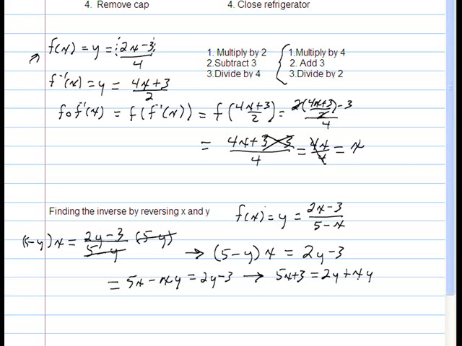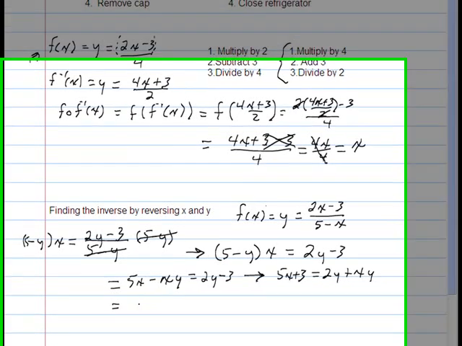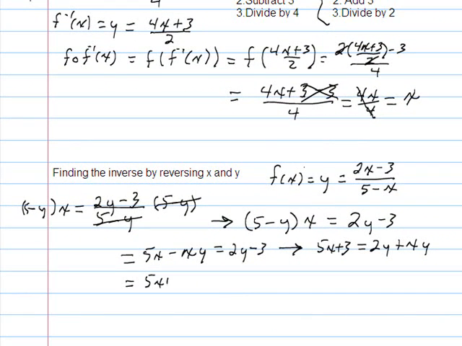Now I want to form a single y term. So, continuing on, 5x plus 3 equals 2 plus x, times y. There's a single y term, and now if I divide both sides by 2 plus x, they cancel on this side, and I get y equals 5x plus 3 over 2 plus x, and we said that y should be f inverse of x, so I'm just going to write here f inverse of x.